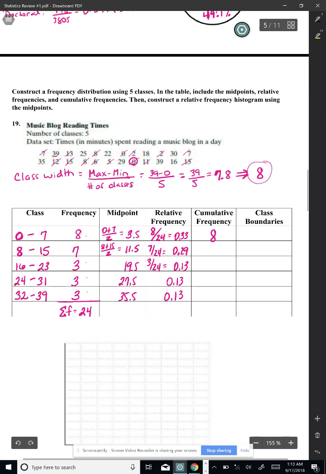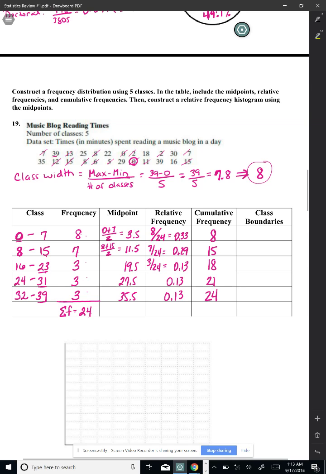The cumulative frequency starts with the first class frequency, which is 8, and then you add up the rest of them. So from 0 to 7 is 8. From 0 to 15 would be 8 plus 7, which is 15. From 0 to 23 would be 8 plus 7 plus 3, so I'd add another 3 and get 18. And then up to 31 would add another 3 and get 21. And then up to 39 would add another 3 and get 24. And when you get that, you should end up with the total number of entries, which is 24.